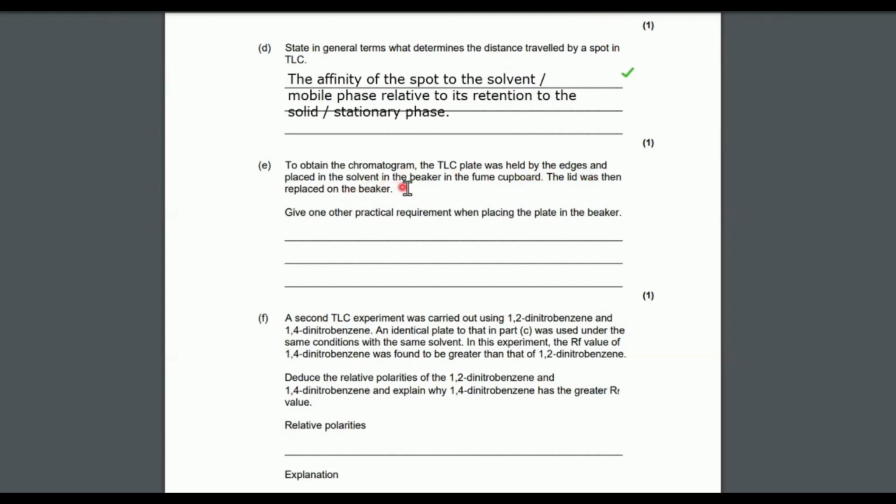If you have greater affinity for the mobile phase, you're going to move further up the paper, or the TLC plate in this case. To obtain the chromatogram, the TLC plate was held at the edges and placed in the solvent beaker in a fume cupboard. The lid was then replaced. Give something else they need to do. Just make sure when you put the plate in that the solvent is below the start line. If the solvent is above the start line, then the spot's going to dissolve into the solvent and it won't get carried up the plate. So we need to make sure the solvent is always below the start line. Otherwise the spot will run, meaning it will just dissolve into the solvent and won't move up the plate, and we won't be able to calculate the RF value.